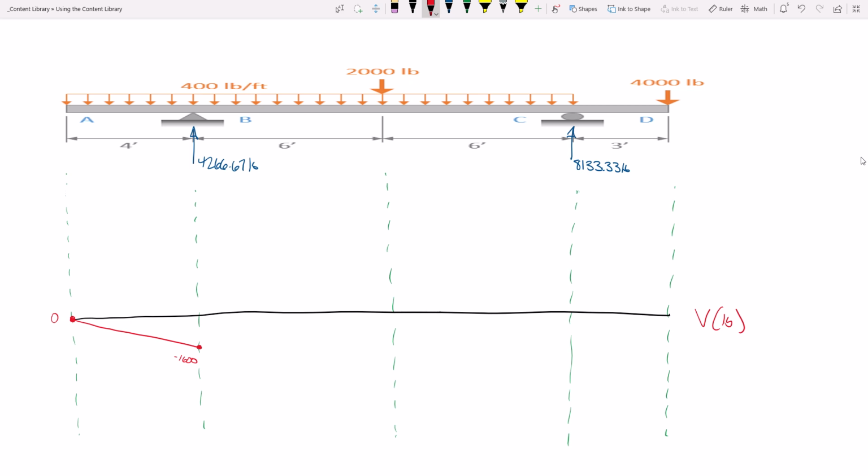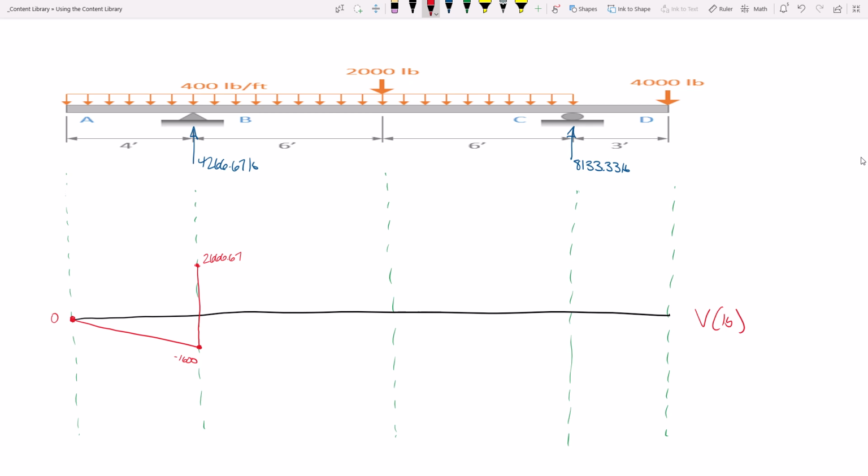Now what's the beam telling me to do right here? Straight up. Now if I'm at negative 1,600 and I jump up 4266.67, what's that put me at? 2666.67. So maybe something about like that. It's a little convenient. And so a sudden jump. All right.